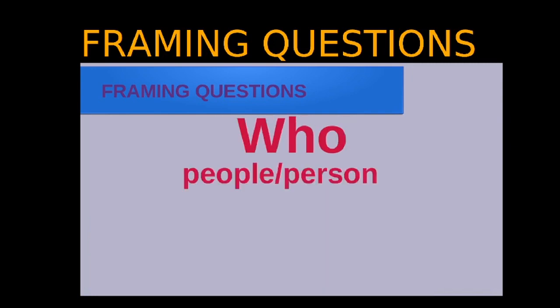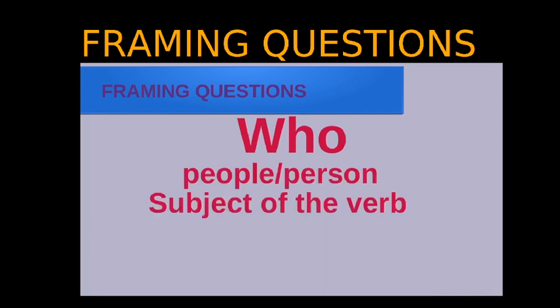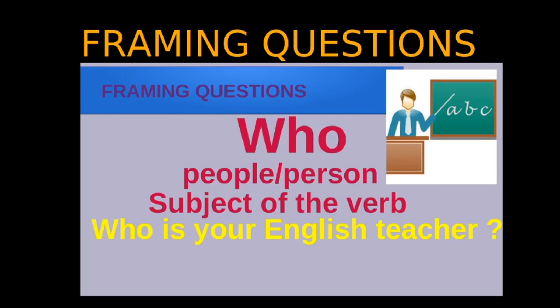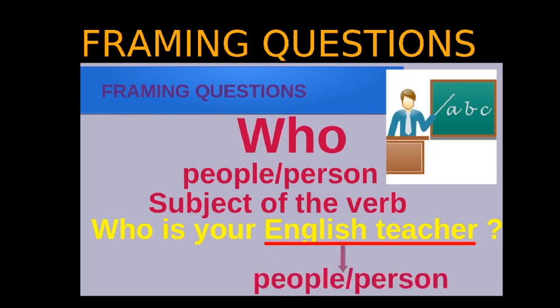Who? For people or person in the subject of the verb. So who is used for people or person as a subject of the verb. Who is your English teacher? So you know who it is. So here the English teacher should be your answer, right? So who is your English teacher? Is a people or person.